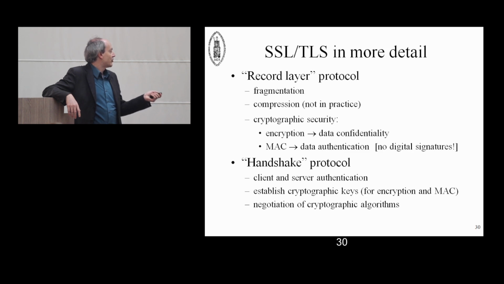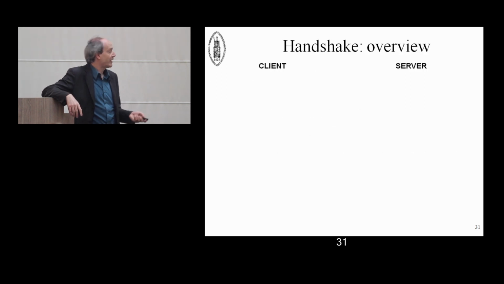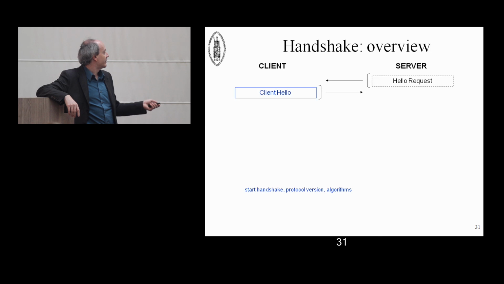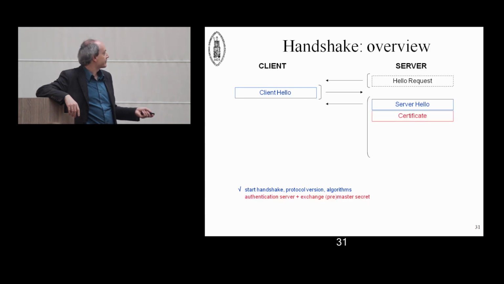So the handshake protocol, there are several versions of it. We'll come back to this. It's a public key protocol where typically you don't authenticate the client, but only the server. So here you have the whole protocol. I'm not going to go into the details. I'm sure that Thomas will do more about this afternoon. So the hello request comes from the server. Then the client hello starts a handshake, gives the protocol version supported and the algorithms supported. Then the server gives the same information in the server hello.